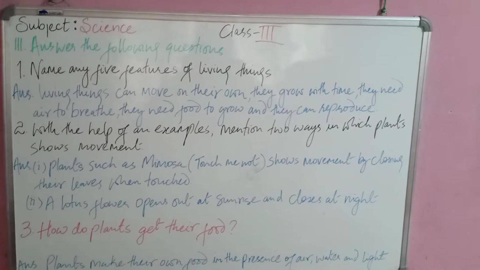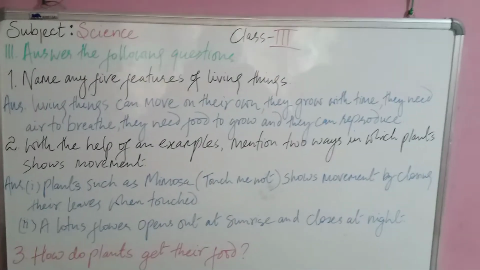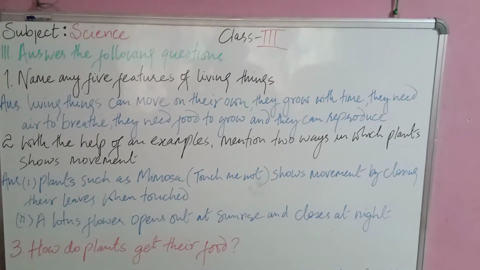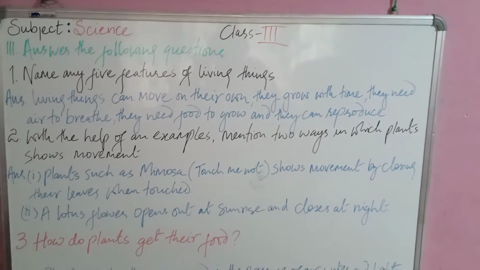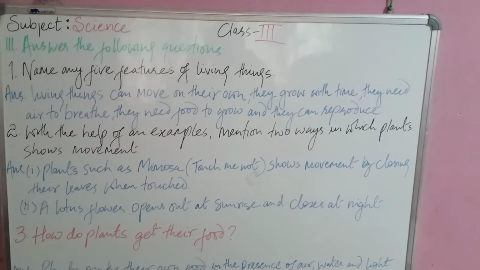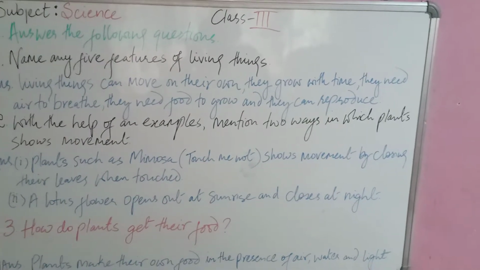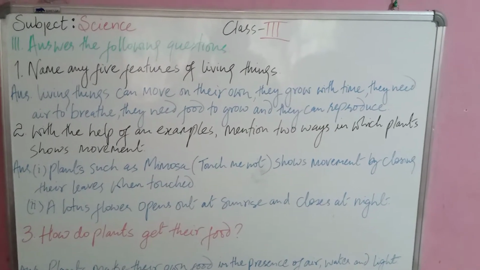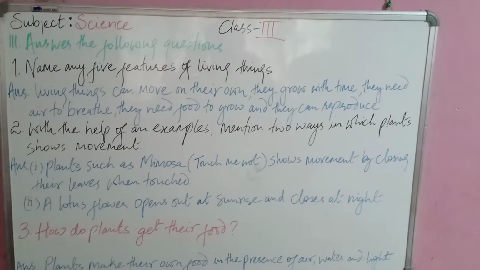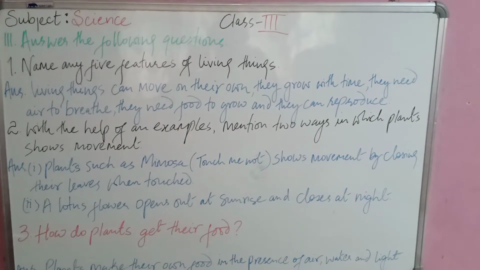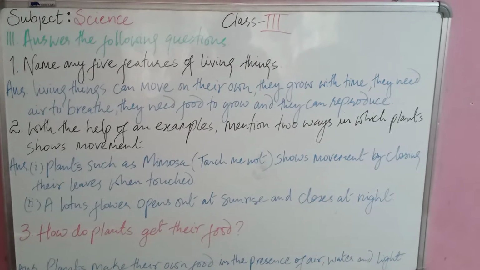So the next question we have is: answer the following questions. So the first question is: name any 5 features of the living things. You have to write living things can move on their own, they grow with time, they need air to breathe, they need food to grow, and they can reproduce.